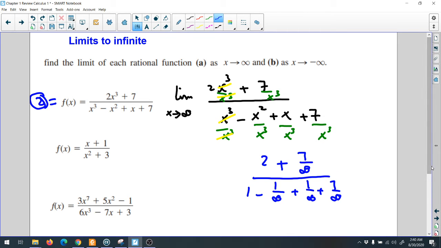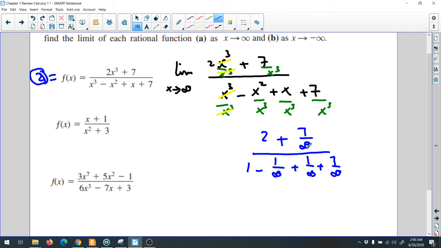And here you get to know that any number divided by infinity will be 0. That means 7 over infinity is 0, 1 over infinity is 0, 1 over infinity is 0, 7 over infinity is 0. The final answer for that will be 2 plus 0, which is 2, over 1 minus 0 plus 0 plus 0, which is 1. Finally, it will be 2.